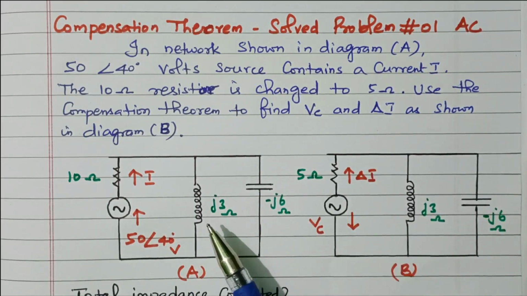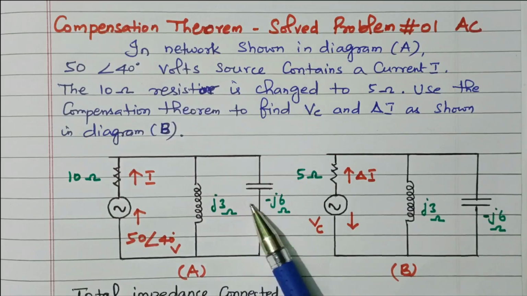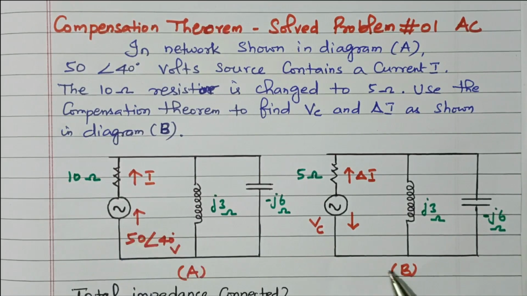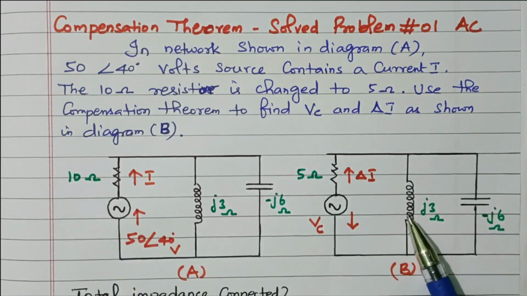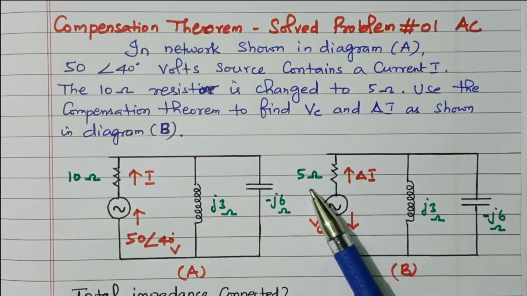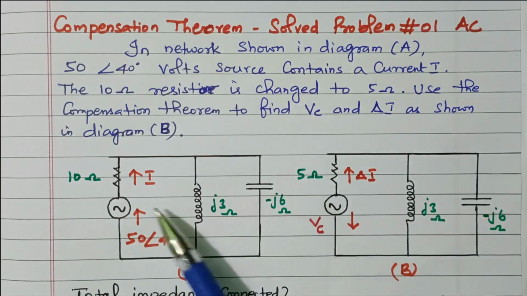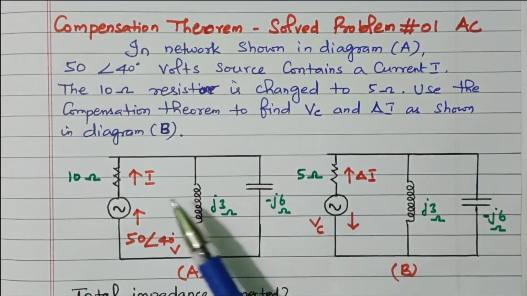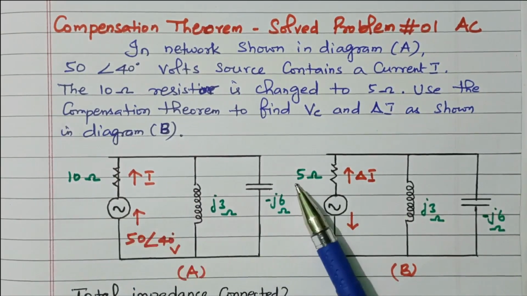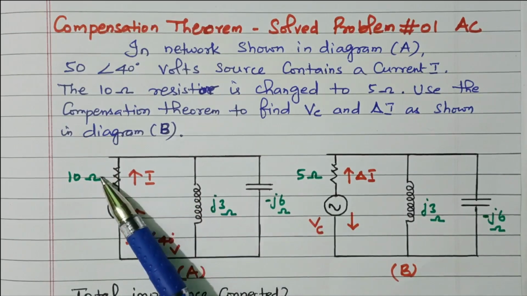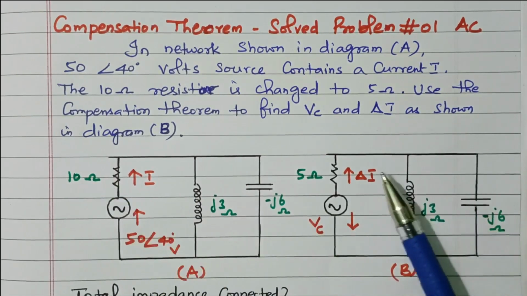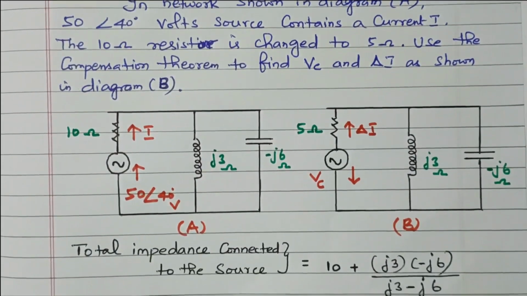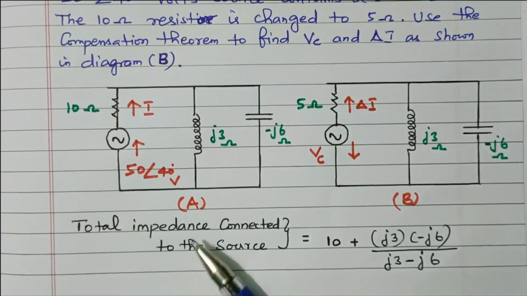So how to find the impedance? By seeing the diagram, these two are connected in parallel, that is in series with the 10 ohm resistor. Similarly in the network B, these two are connected in parallel, that is in series with the 5 ohm resistor, because 10 ohm is now changed to 5 ohm. So that is the only difference. Both are very similar. Here 10 ohm, here 5 ohm. These two are parallel in series with the 10 ohm. Here these two are parallel in series with the 5 ohm. Right. Now we'll see the total impedance of the circuit.